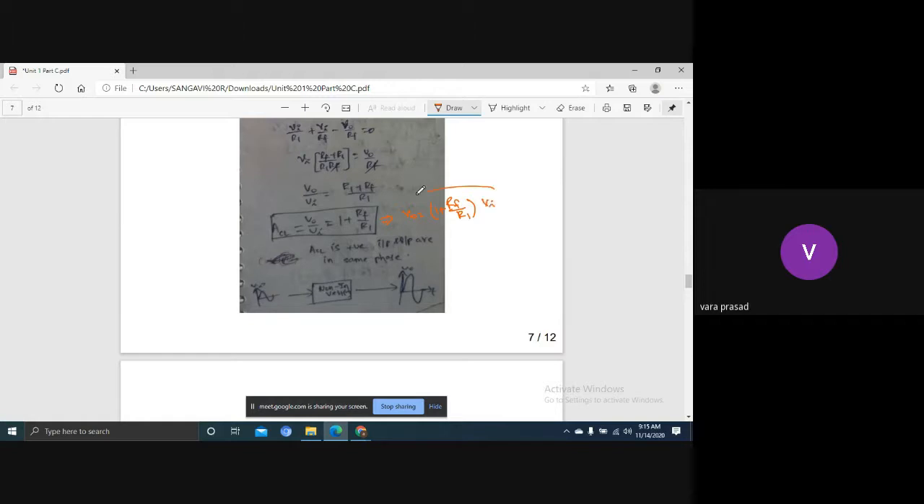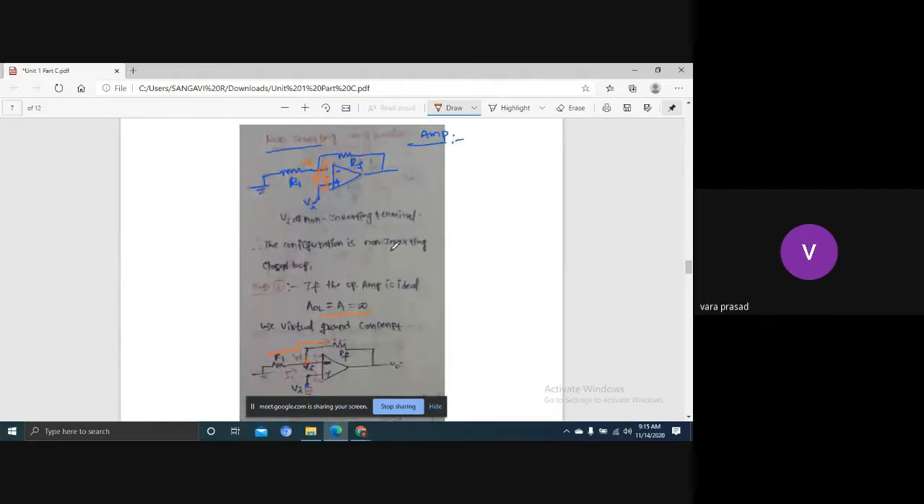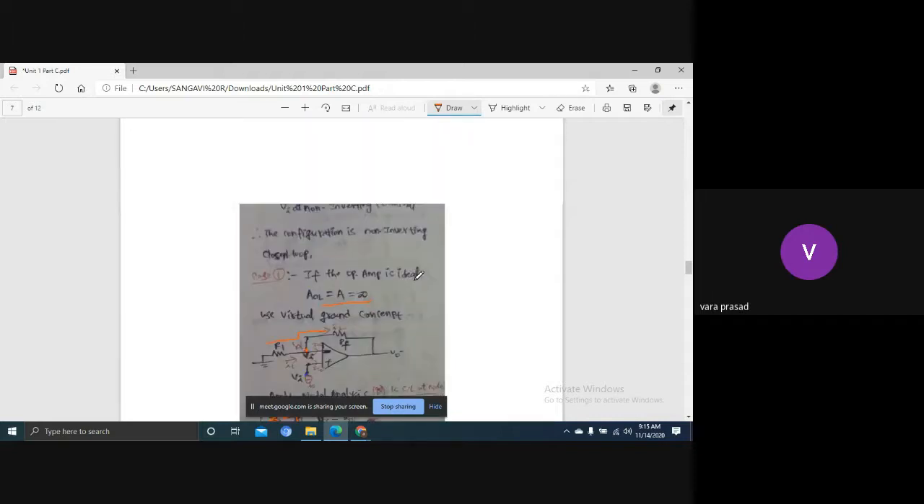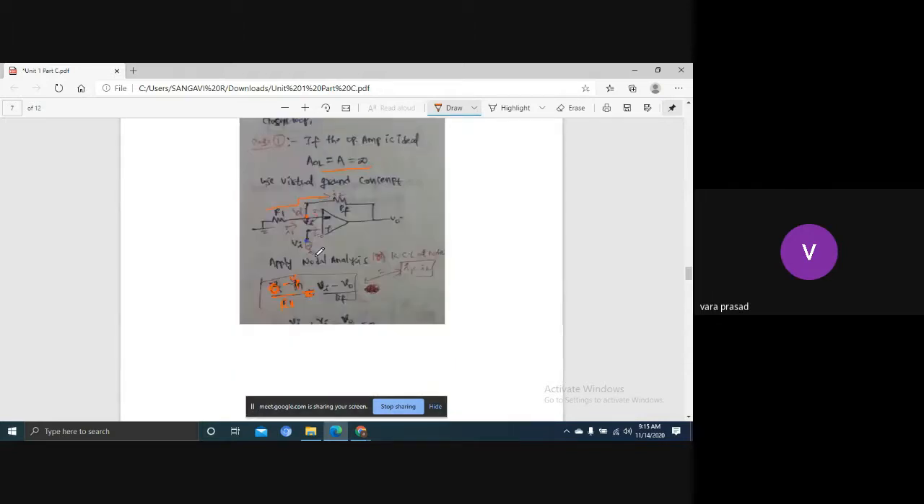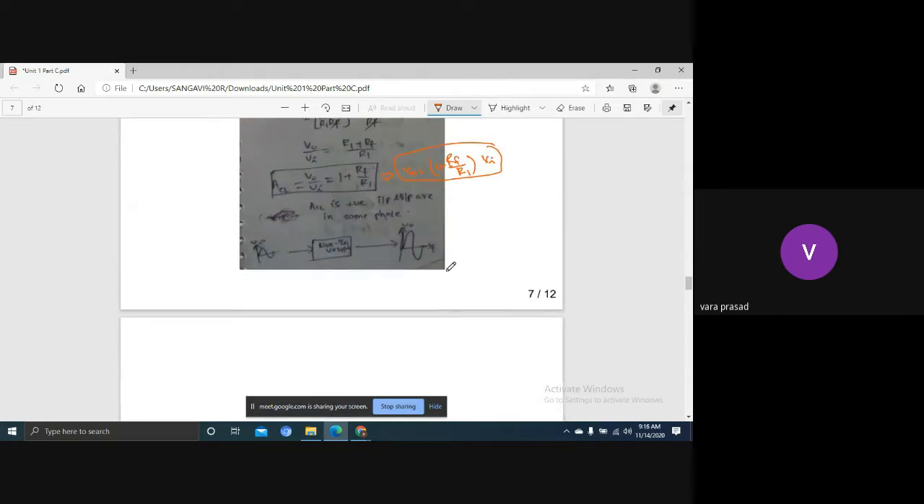Here we get the output as positive. Positive means non-inverting, because we are applying the input at the non-inverting terminal. That's why there is no phase shift of the output.